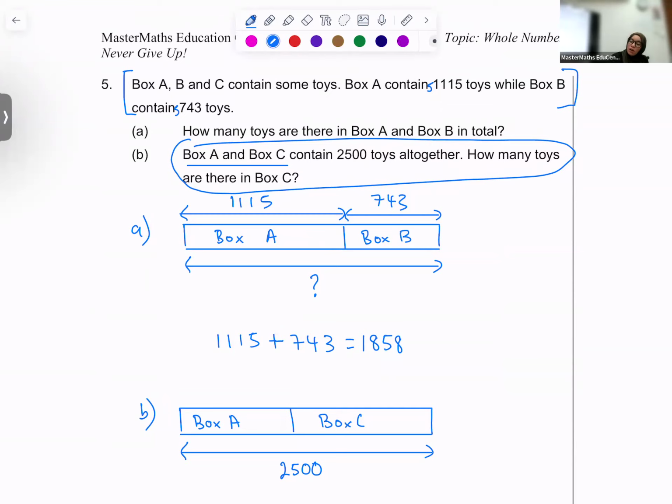Okay, but before that, when we drew our model for part A, how many toys did we say were in box A? Naila, can you see it? How many? We're looking for box A or box B? Box A. Okay, if you're not sure about the model, look at the question. Look at the first sentence, the second sentence. Did we say how many toys are in box A already? Okay, Naila, let me know. How many toys are there in box A?